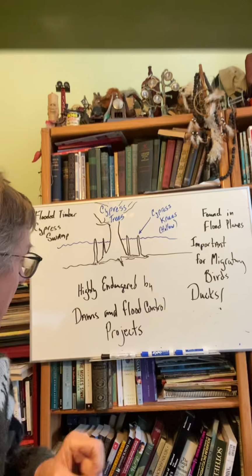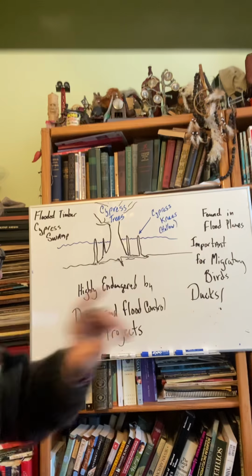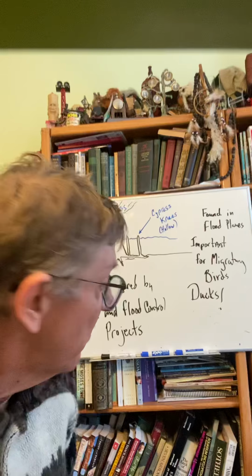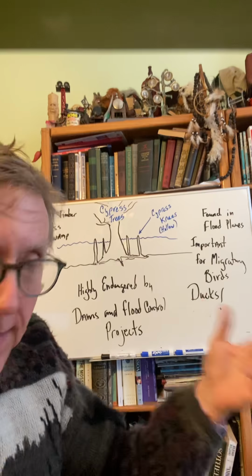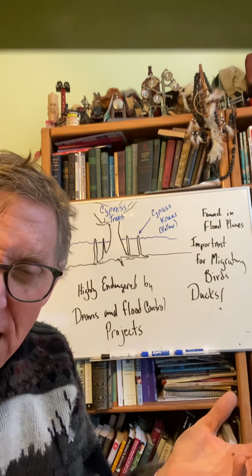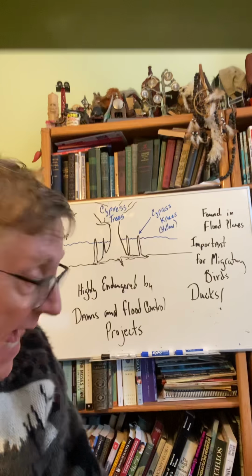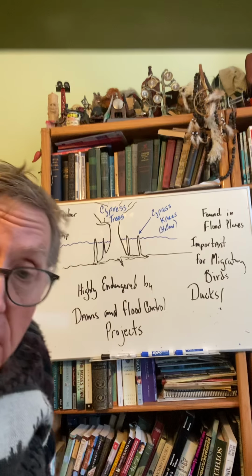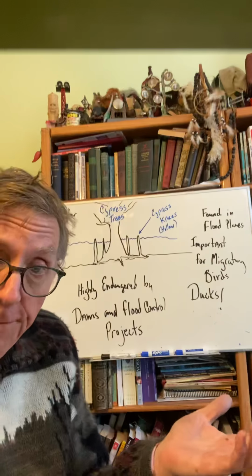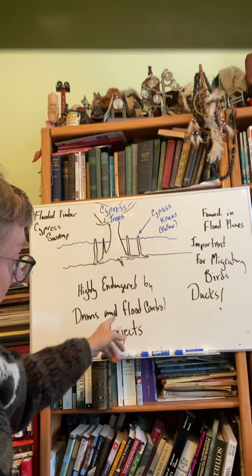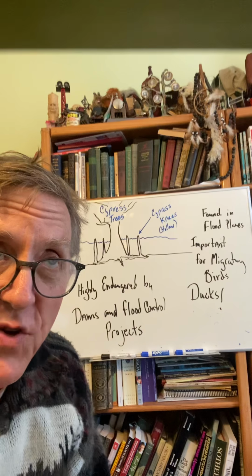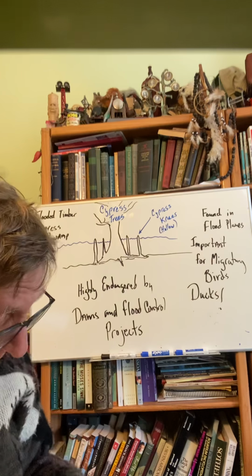But they're very interesting. They're very important for migratory birds, ducks and geese and things like that. They've been drained. They're an endangered habitat because we control floods. We don't want floods. So we have dams and other flood control projects that have eliminated what?